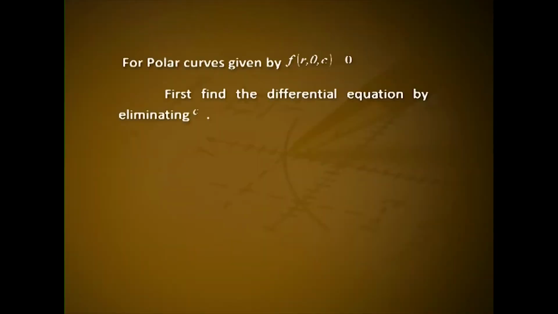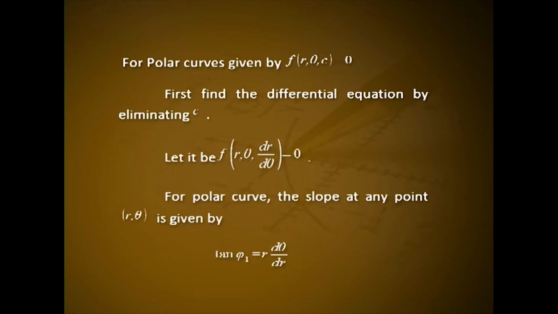B. For polar curves given by f(r, θ, c) = 0. First, find the differential equation by eliminating c. Let it be f(r, θ, dr/dθ) = 0. For polar curve, the slope at any point (r, θ) is given by tan φ1 = r dθ/dr. For orthogonal trajectory, tan φ2 = tan(π/2 + φ1), which is equal to −(1/r) dr/dθ.